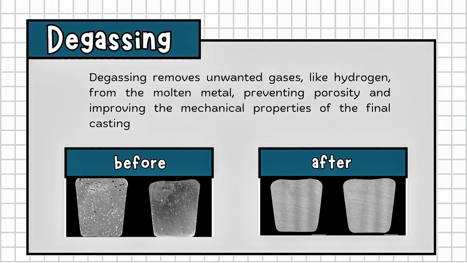Another crucial step in ensuring the quality of the cast metal is degassing, a process that removes dissolved hydrogen from the molten metal. If this hydrogen isn't removed, it can lead to porosity or tiny holes inside the casting, which significantly weakens the final product. By effectively degassing the molten metal, we can achieve notable improvements in strength, making the casting more resistant to stress, flexibility, allowing the metal to bend without fracturing, surface finish, resulting in a smoother appearance and overall quality, ensuring consistent mechanical properties throughout the casting.